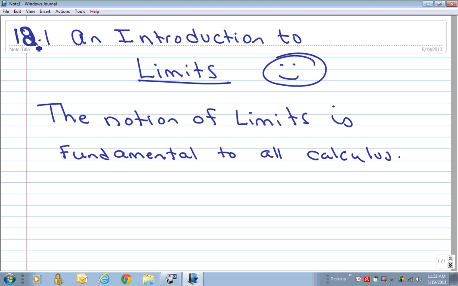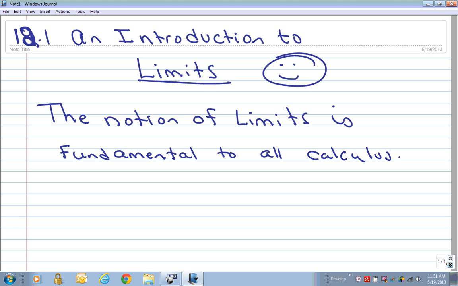All right. Anyway, the notion of limits is fundamental to all calculus. So for you college-bound kids who are going off, one of the very first things that you will study in your calculus class is this whole notion of limits. So we want to give you just a brief introduction so that you will have some familiarity with that.